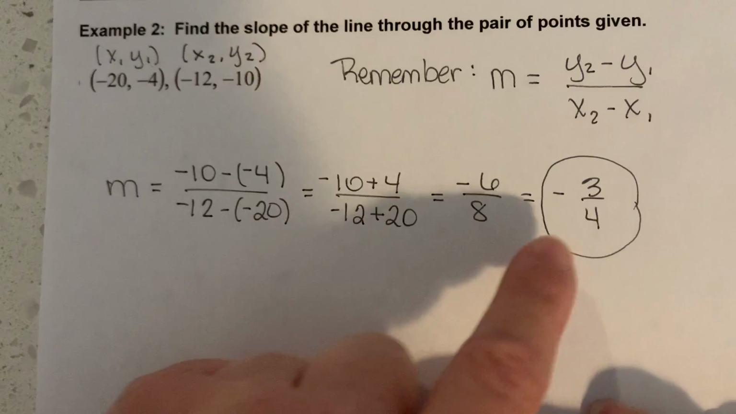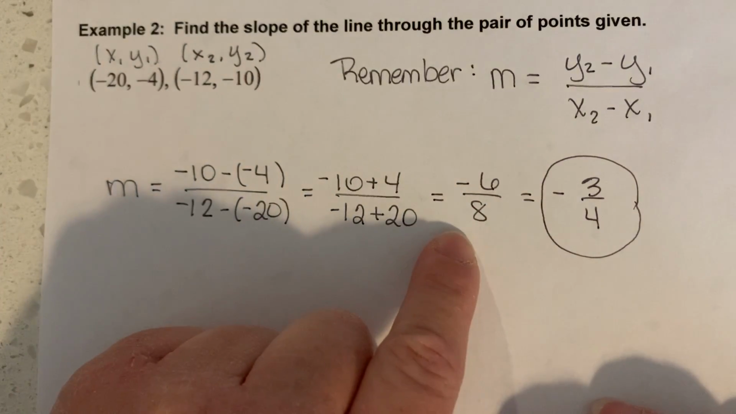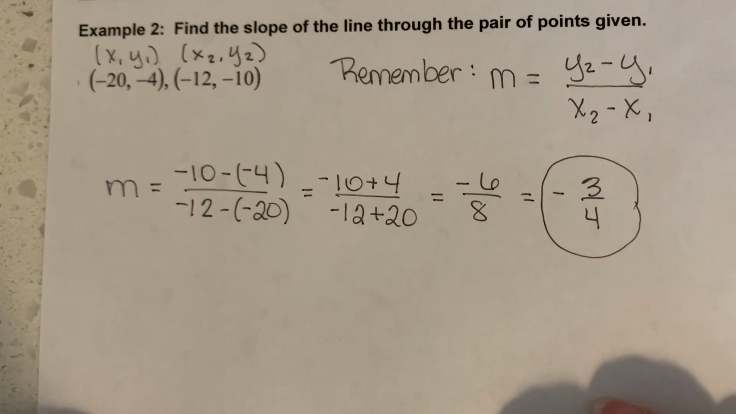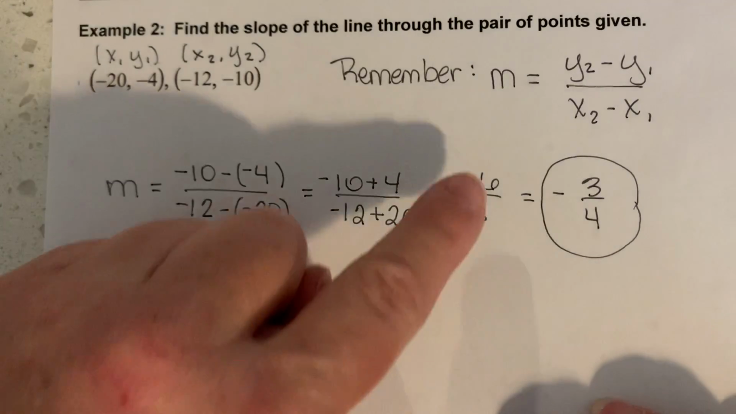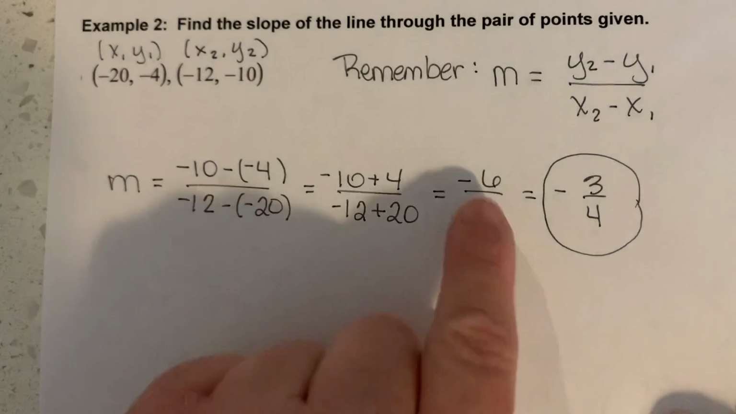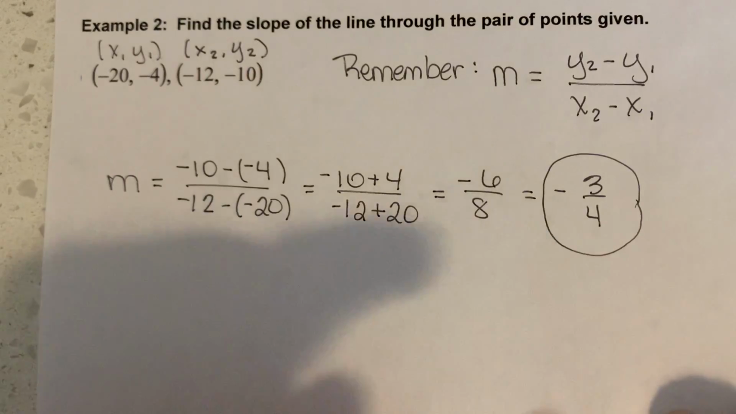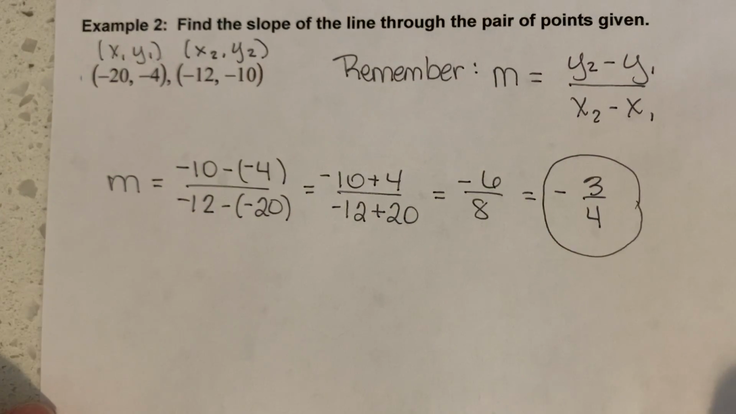Again, one of our numbers is negative, so the fraction is negative. And this is what I was talking about in example 1. This is reducible. So 6 and 8 are both divisible by 2. So we're going to divide 6 by 2 and get 3. And we're going to divide 8 by 2 and get 4. So our final answer is negative 3/4.